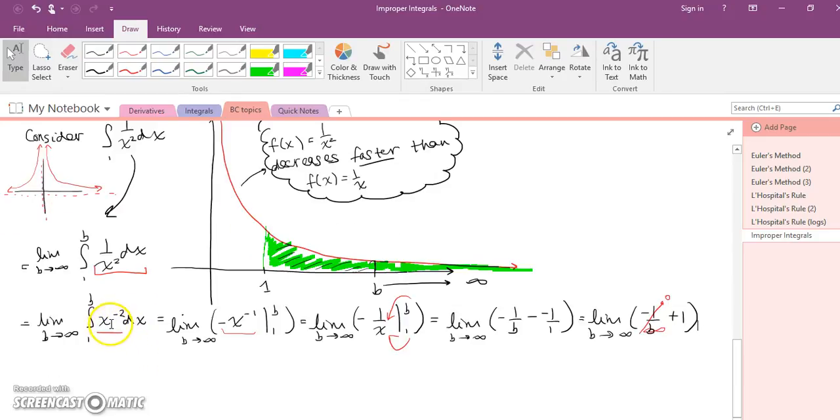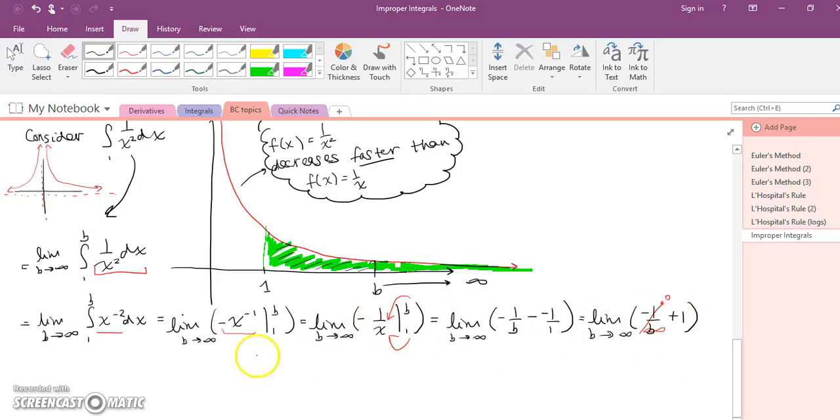What I did here is I rewrote it as x to the -2 power. I did my antiderivative. The limit is still on the outside. I've done the first fundamental theorem of calculus. I've plugged in 1 and b. Be very careful of this sign change. Minus a -1/1 is +1.